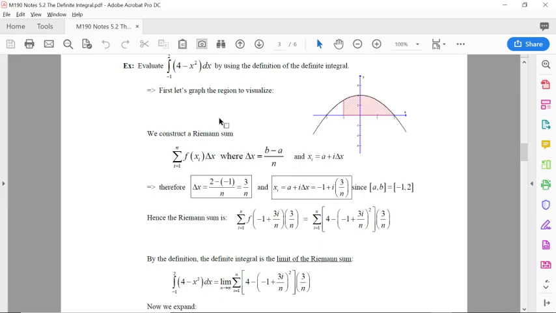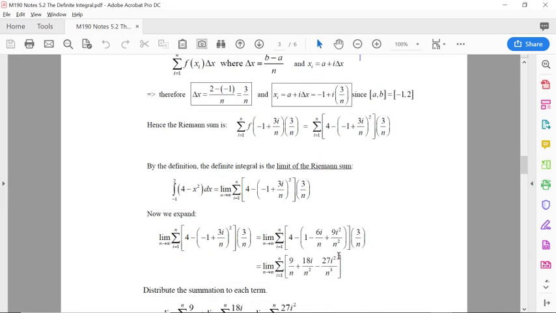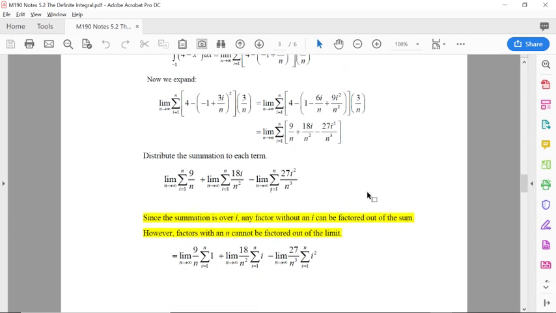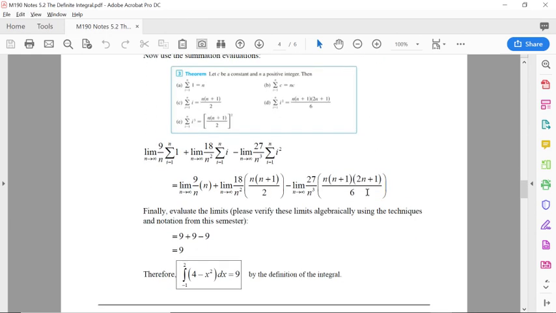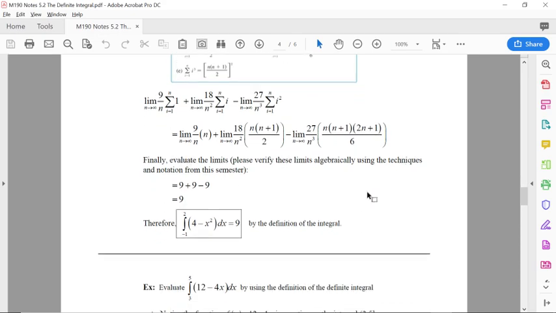I mean, if the function was something like the sine of x, you're not going to have to be doing all that distributing and stuff. You're going to have the sine of -1 plus 3i over n, and that's going to be times 3 over n, for instance. And by the way, that type of integral, we're going to have to talk about how to do that in a future section, something like a trigonometric integral. Okay, we'll take a look at that soon enough.